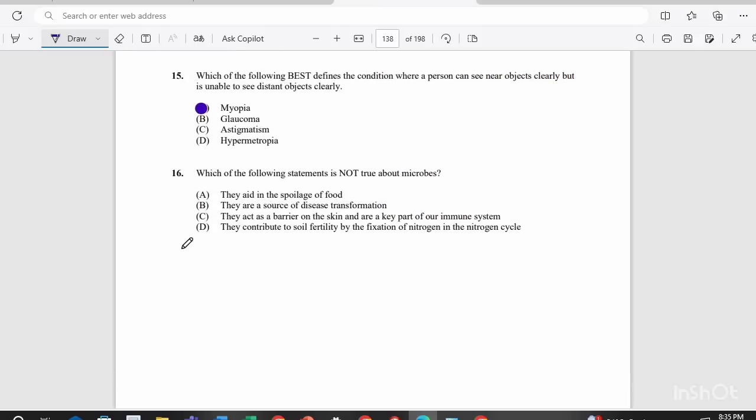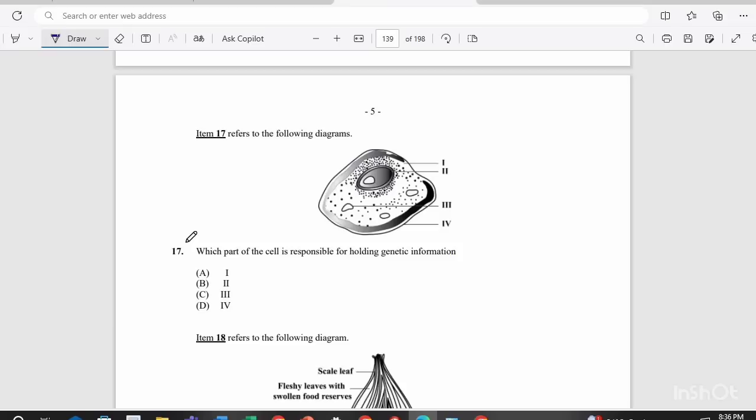Myopia. Question 16. Which of the following statements is not true about microbes? A. They aid in spoilage of food, B. They are a source of disease transformation, C. They act as a barrier on the skin and are a key part of our immune system, or D. They contribute to soil fertility by the fixation of nitrogen in the nitrogen cycle? The answer there is C. They act as a barrier on the skin and are a key part of our immune system. That's not true. Question 17.